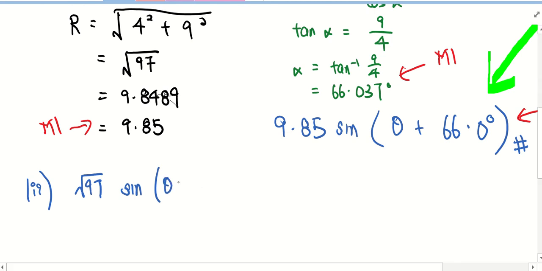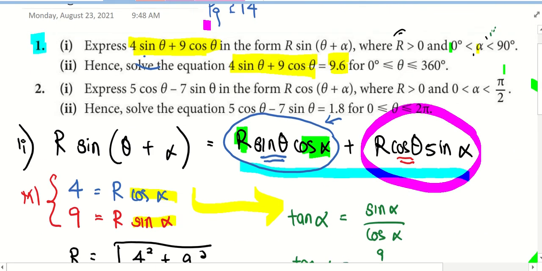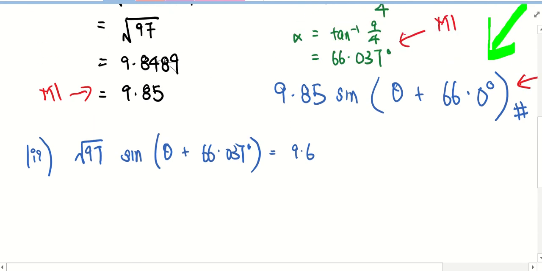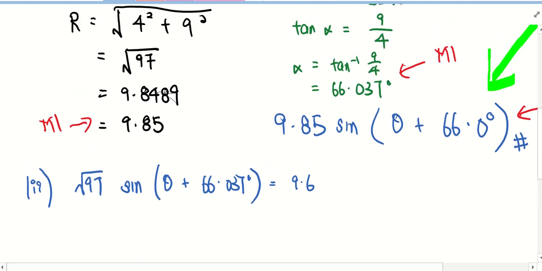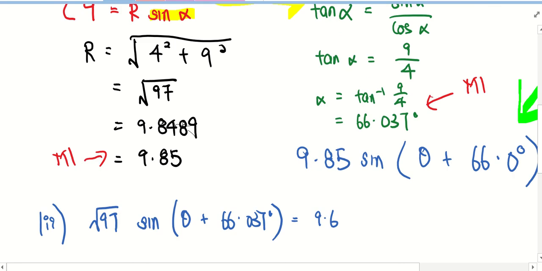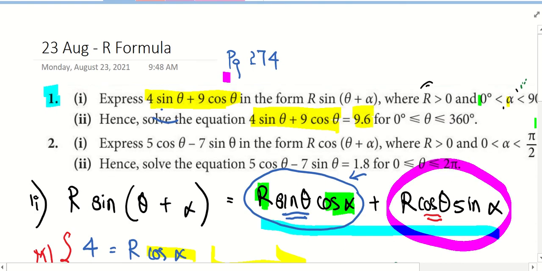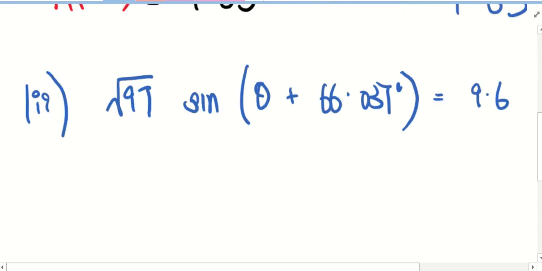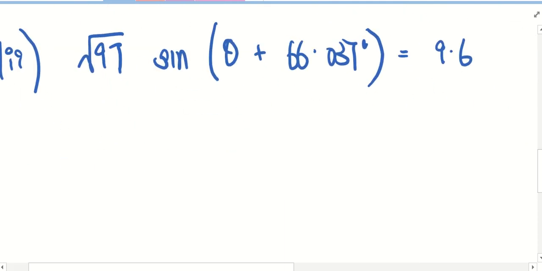Alright, I'm going to use a more accurate answer. It's equal to 9.6. Can you see I don't write the 5 significant figure, square root of 97, even more accurate, and I avoid writing a lot of decimal places? Okay, so I don't copy the question anymore. The yellow portion is the same. So I use the answer from part 1 and use a more accurate answer. What do I need to do if I want to find the value of theta? Single trigonometry tells me what I need to do first.